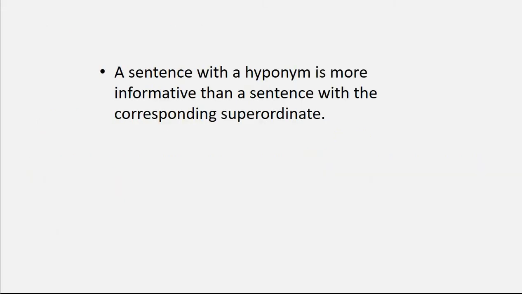And this is also a very important detail, I think. A sentence with a hyponym is more informative than a sentence with the corresponding superordinate. This means instead of saying there is a human waiting for you, if we say there is a woman waiting for you, it is more informative, because a hyponym gives more detailed information than the superordinate. Tür isminden daha ziyade alttaki detay bilgiyi verme. Okay, let's go on.